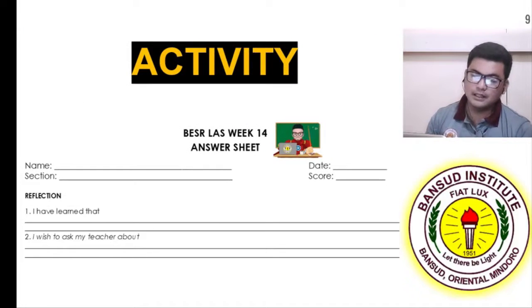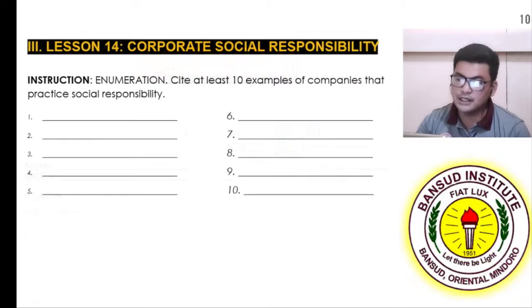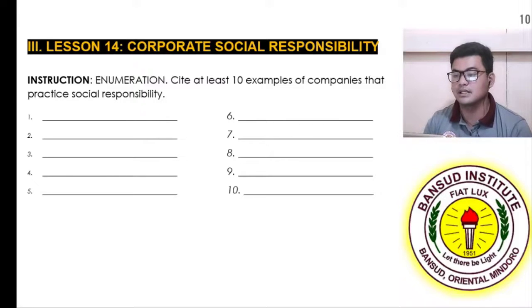So, yun lang po ang ating aralin for this week sa Business Ethics and Social Responsibility for week number 14, and here's your activity. Now, I want you to enumerate at least 10 examples of companies that practice social responsibility. Okay? Ano yung mga kumpanya na nagpa-practice ng social responsibility? Either local or foreign, okay lang yan.